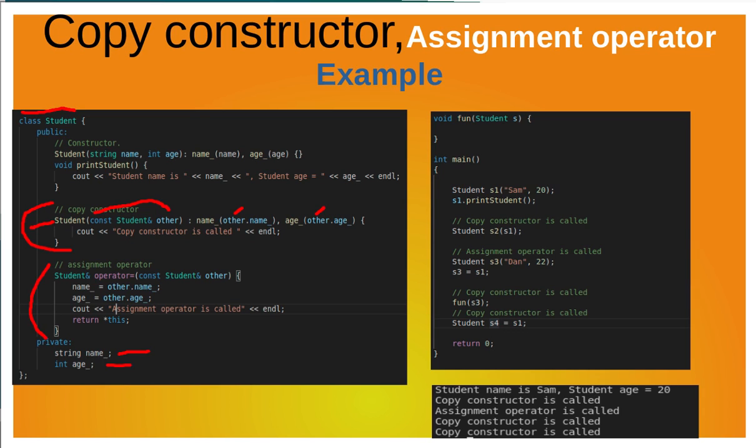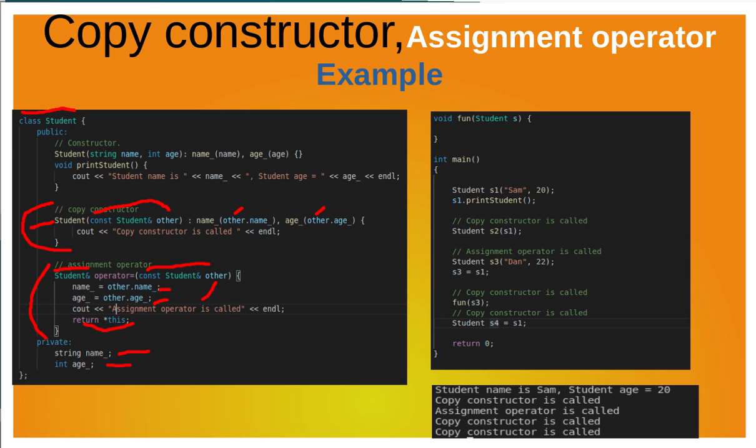The assignment operator is defined here. It returns a reference to object, which is this, and it takes the other object as a reference, and it assigns the other object's value to its member.